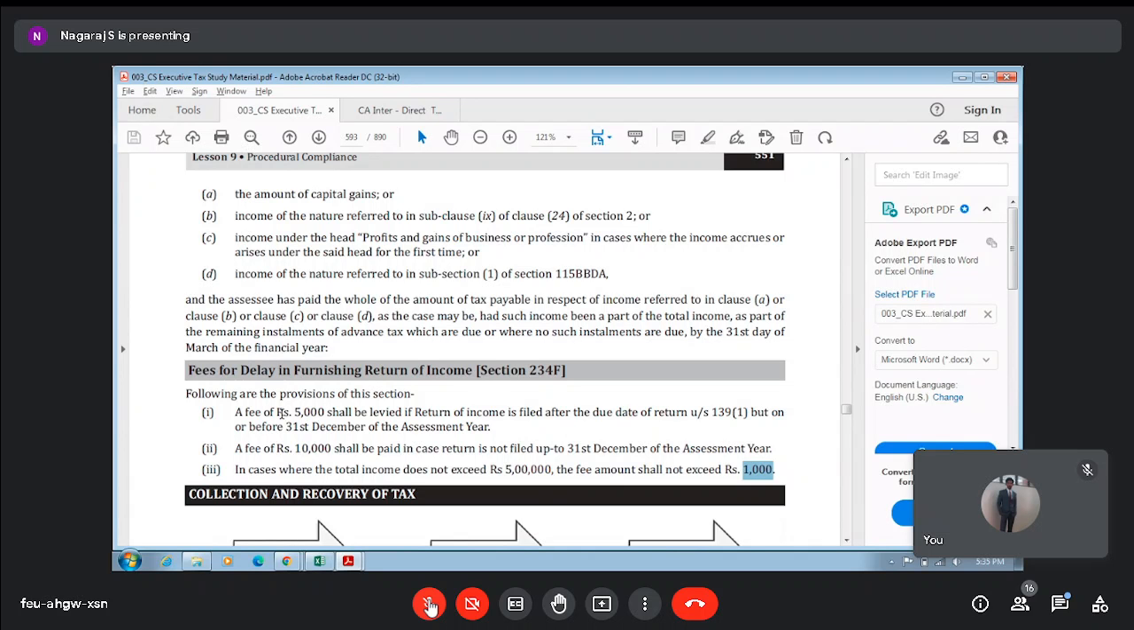Sir, my income is only 4,50,000. My tax liability is coming zero. Should I need to pay late fee? Yes, if you delay the filing after the due date. It applies only in case of an individual. Why? The rebate under section 87A is for individuals. Then you will have to pay a late fee of 1,000.